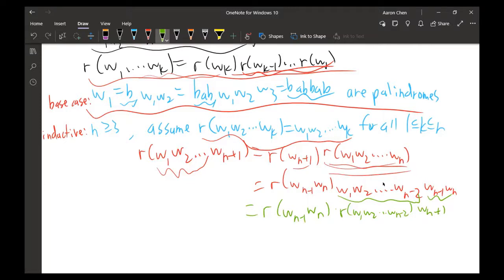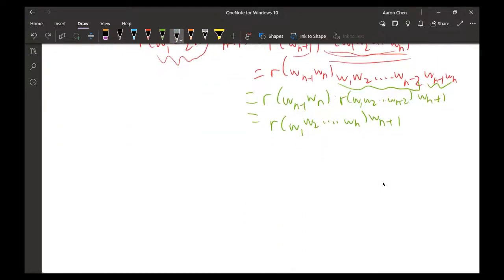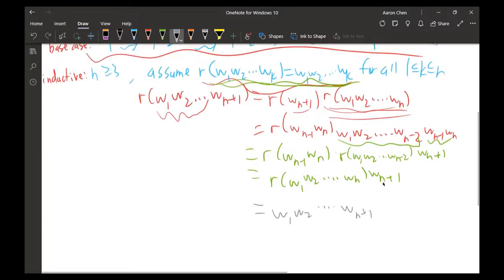And so now, by using this and our inductive assumptions again, we can simplify this into R of W1, W2, all the way to Wn, and then times W of n plus 1. And so finally, we know that this works when k is n. So we can see that this is equal to W1, W2, all the way to Wn plus 1. So we've shown that this is a true statement. And so the inductive step is complete.